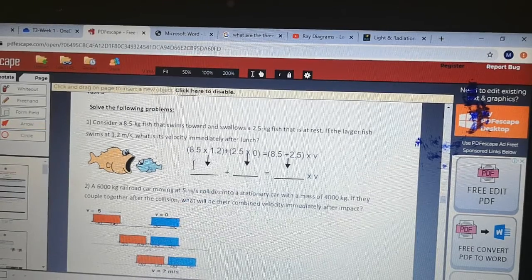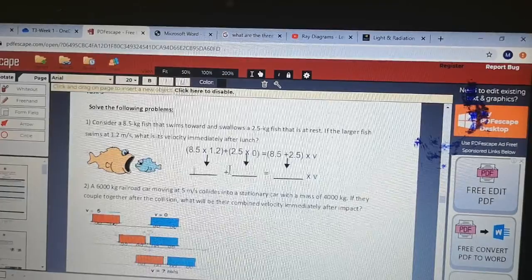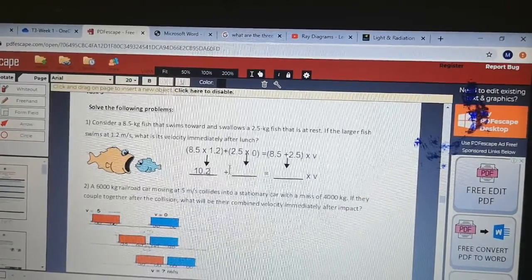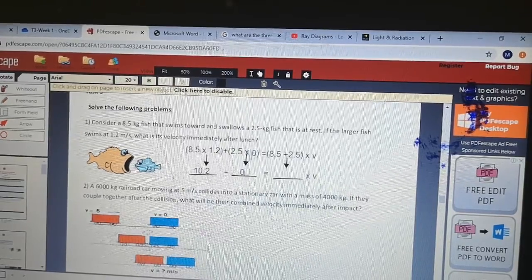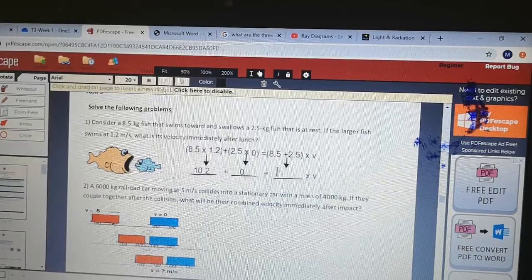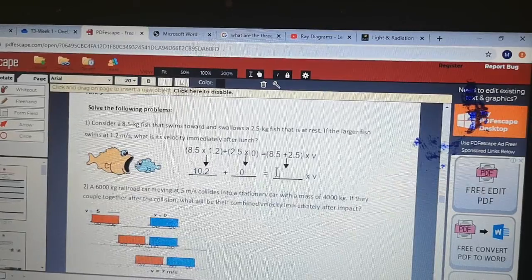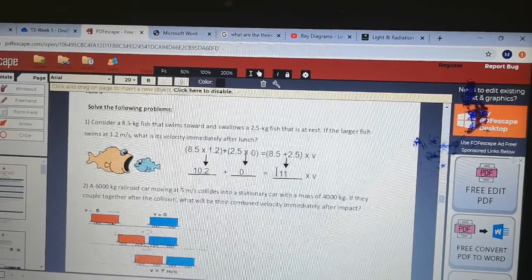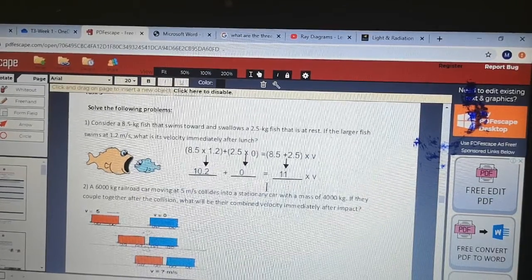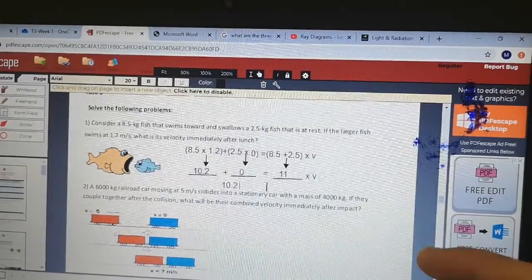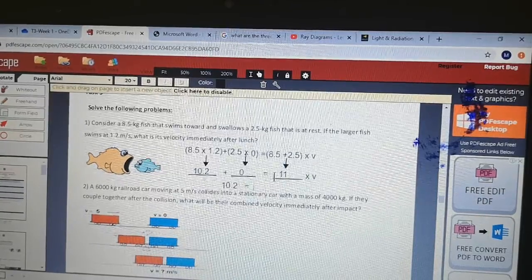Okay, so 8.5 times 1.2. 8.5 multiply 1.2, I get 10.2 here. 2.5 multiply 0. I don't need a calculator because multiply 0 is always 0. 8.5 plus 2.5, you can do this in your head, 11. So then 10.2 plus 0 will give me 10.2, right? Plus nothing. And then equals still 11V.